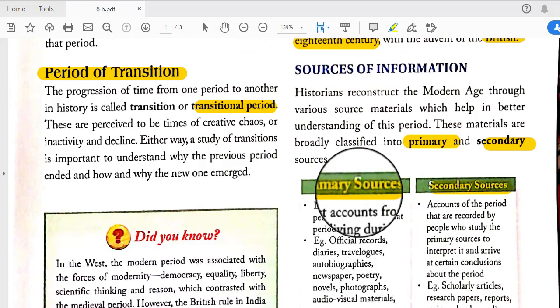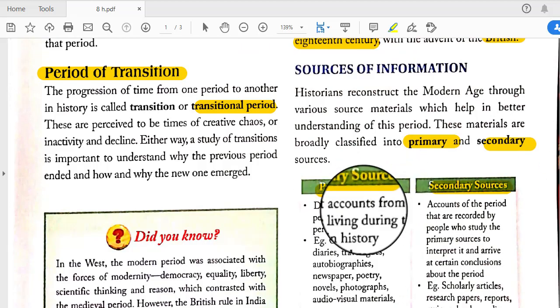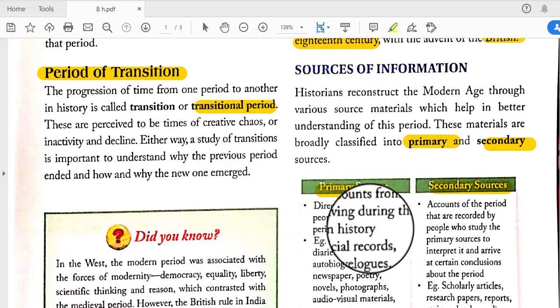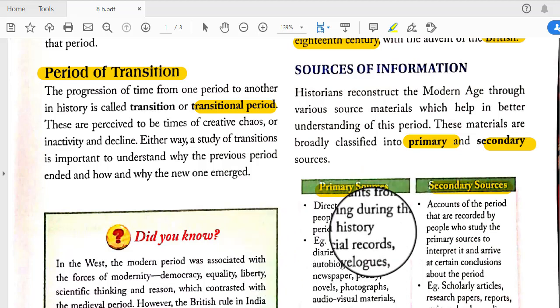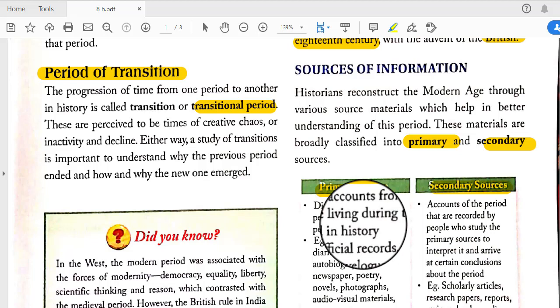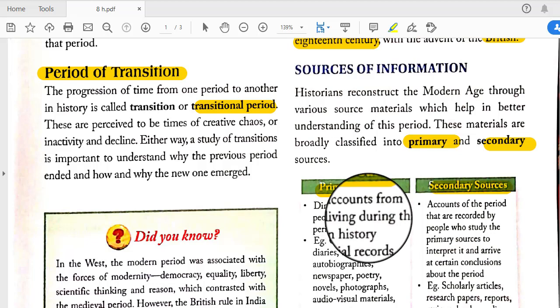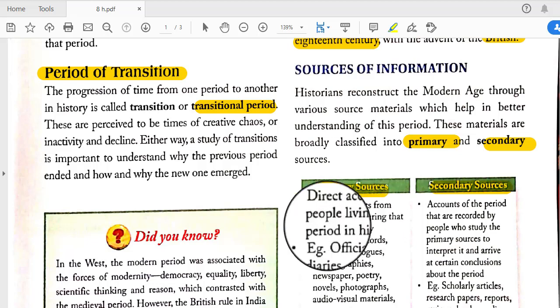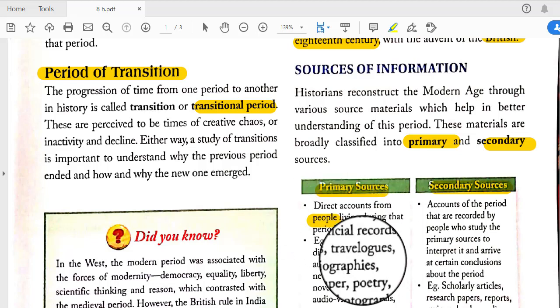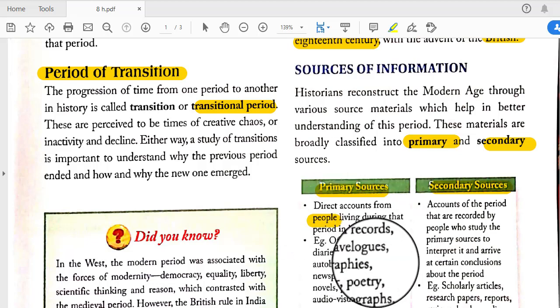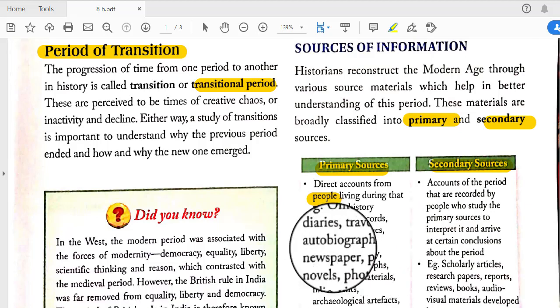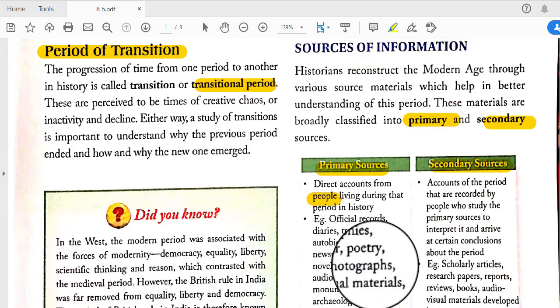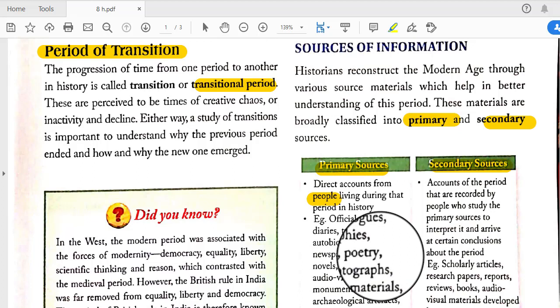What do you mean by primary sources? Direct accounts from people living during that period in history. These kinds of information we collect directly from the people. For example, official records, diaries, travelogues, autobiographies, newspapers; these are primary sources.